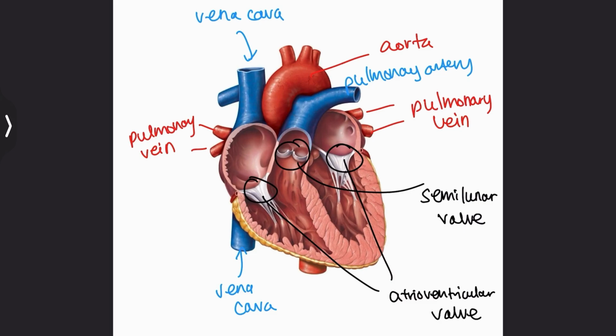So for example, these atrioventricular valves, where's the blood going? The blood is going from the left atrium down into the left ventricle through these valves, right? So the valves only let blood go this way. It does not let blood go back up the other way. So it's important to recognize the valves and be able to label them on a diagram.